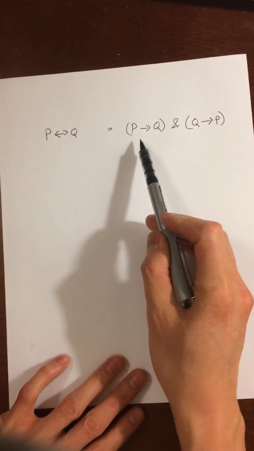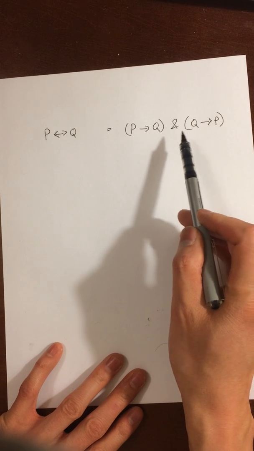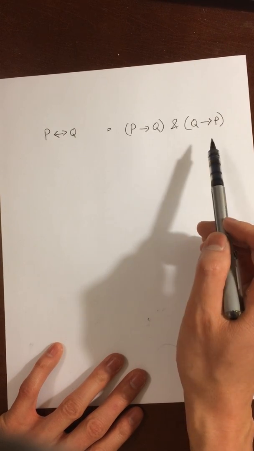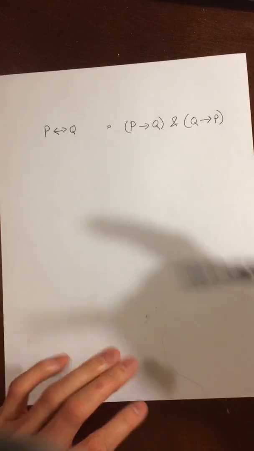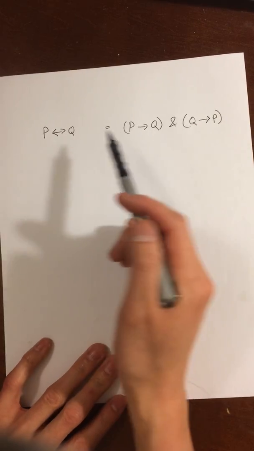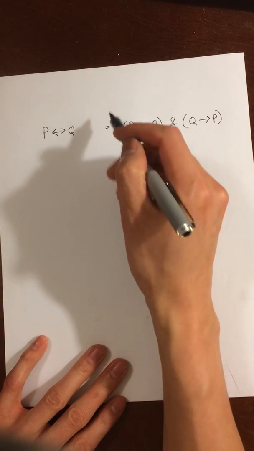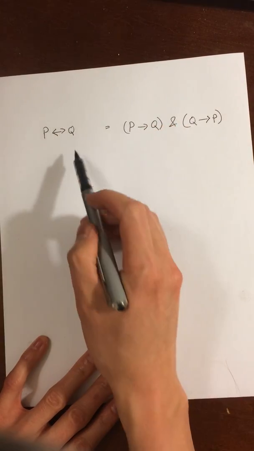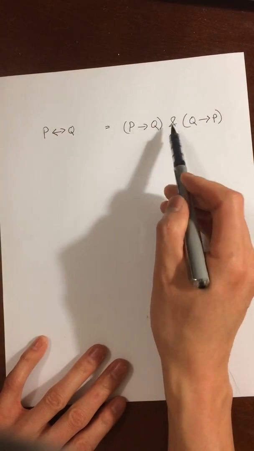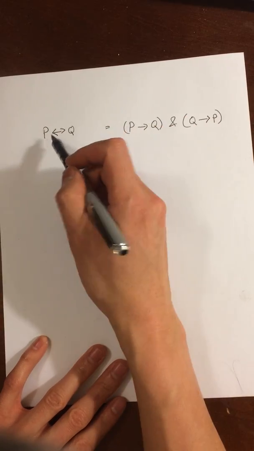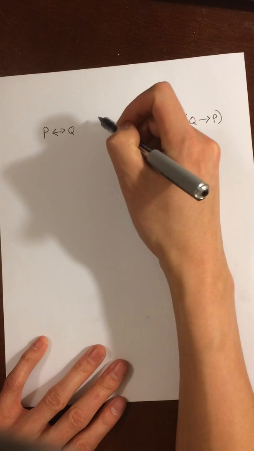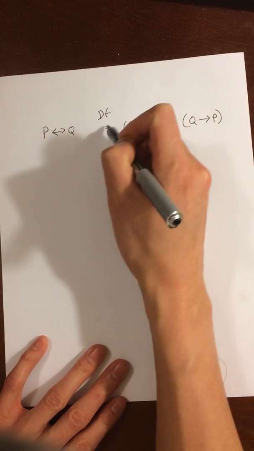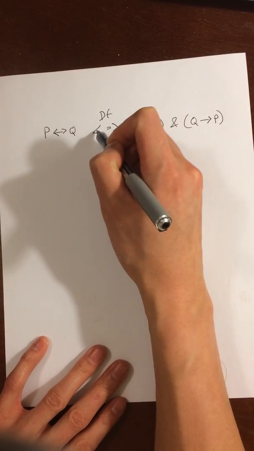Here, the P arrow Q and then Q arrow P, it sort of represents the double direction for the biconditional. And so the rule of definition basically says from the one you can go to the other, from the other you can go to the one. Sort of like an abbreviation or a definition. So the rule of DF allows you to go from one to the other.